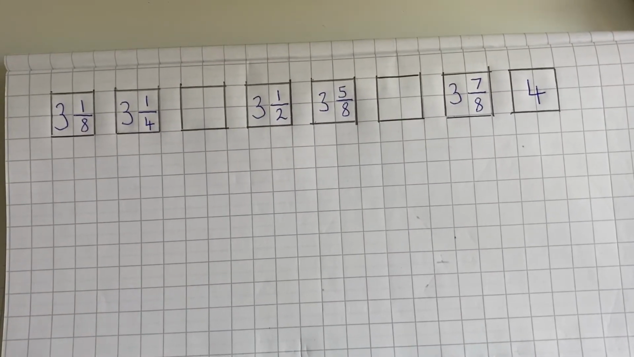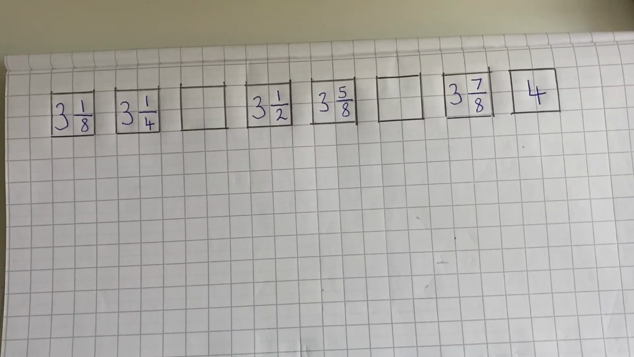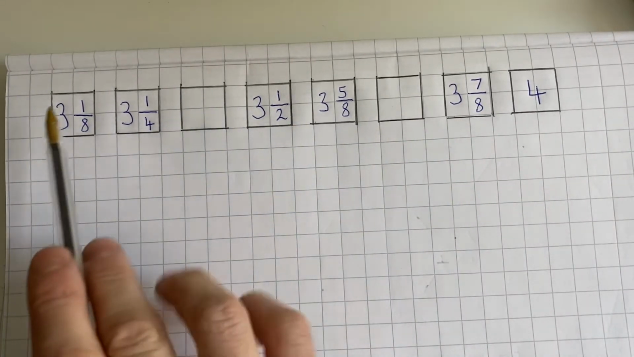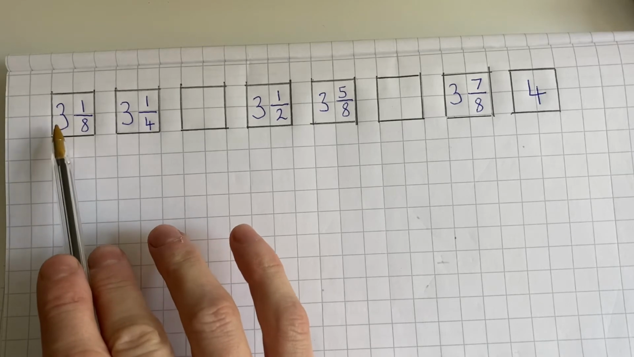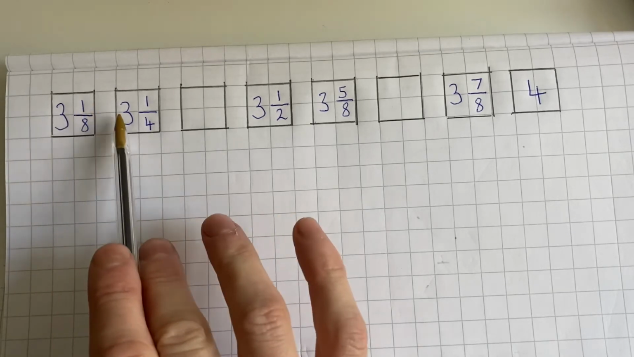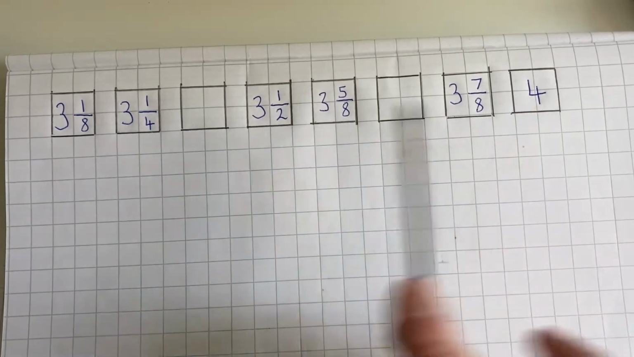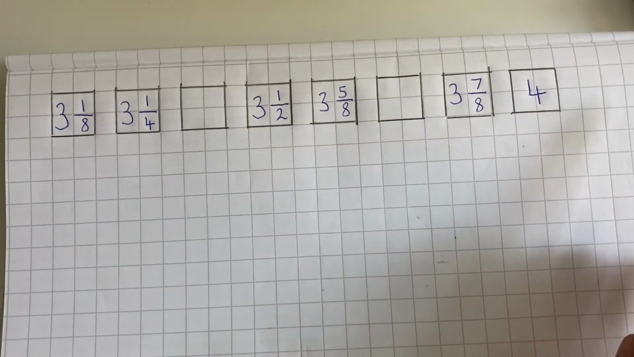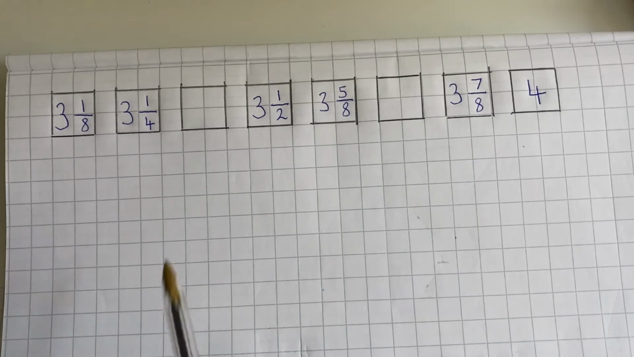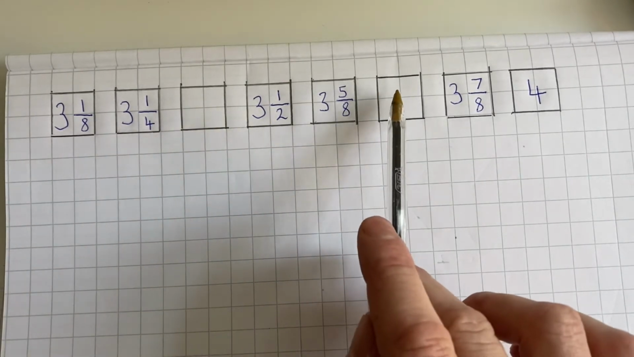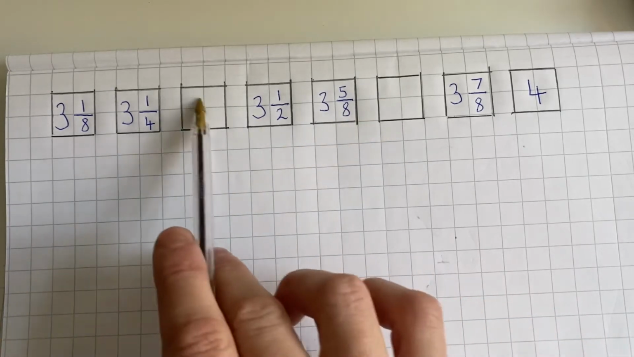Now this question here is asking us to find the missing numbers in our sequence. As you can notice, in our mixed numbers the whole number is the same, 3, 3, 3, 3, 3, but then we get to 4. So this shows this is counting up. We want to find out what the missing mixed numbers are in these two boxes.